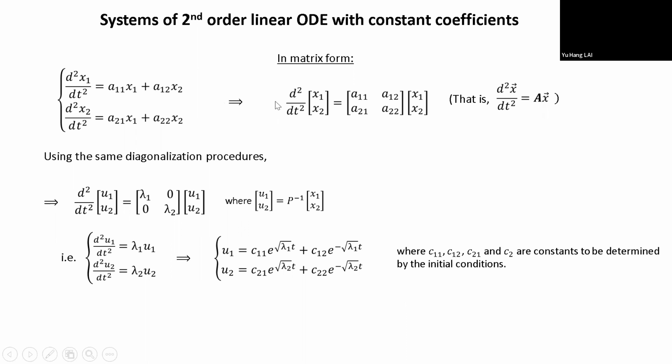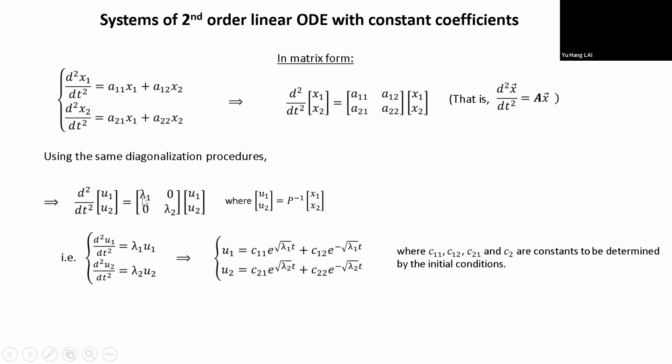First of all, again, I write it in the matrix form. Although this is the second order derivative, as long as we can make this matrix a diagonal matrix, it will be easy to solve again. That's why we use the exact same diagonalization procedure to convert this system to look like this.